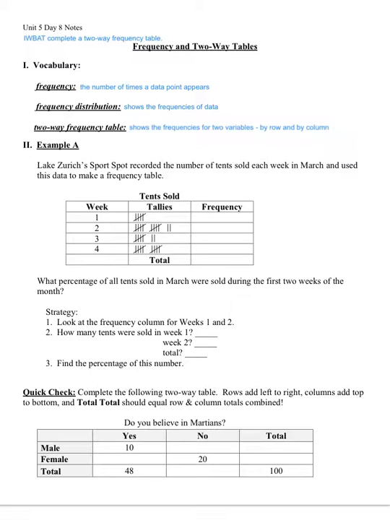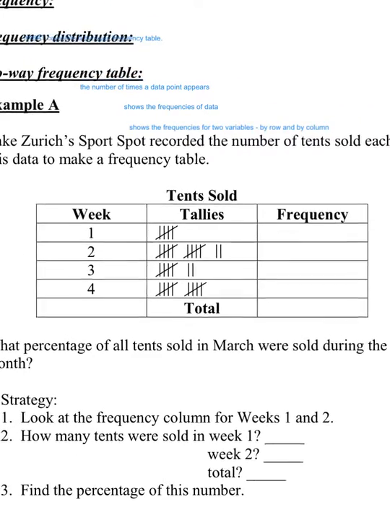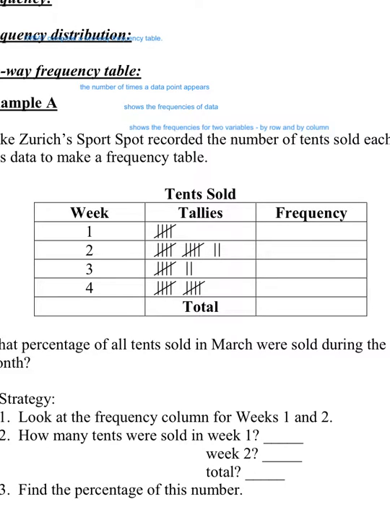Looking at example A, it says Lake Zurich's Sports Spot recorded the number of tents sold each week in March and uses this data to make a frequency table. You'll see there are 4 weeks in the table. There are tallies to show the number of tents sold. And then the frequency column is what we're going to fill in, which strictly looks at the number of tents sold. If you count up the tally marks, there are 5 tally marks in the first week, 12 in the second week, 7 in the third week, and in the fourth week there are 10, giving us a total of 5, 12, 7, and 10, 34 tents sold.